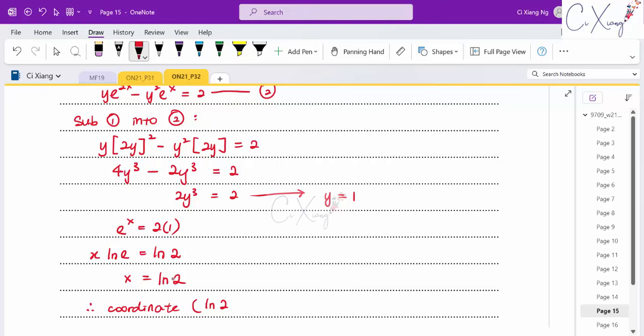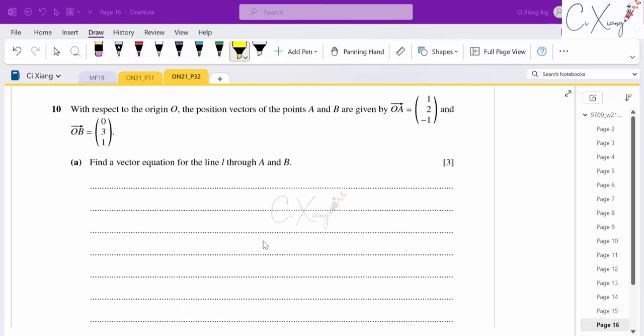Therefore, the coordinate that they want us to find will be ln 2 and also 1 in the exact form. So you can see that I keep my ln 2 in this exact form. I didn't press it into a long decimal number. Alright, so this is how we solve question number 9.